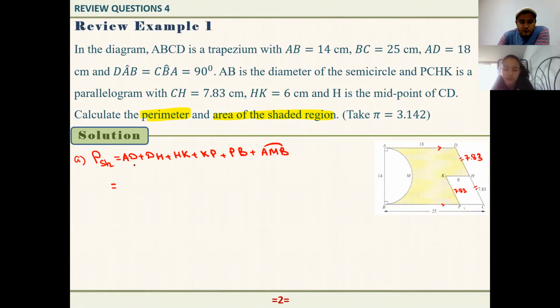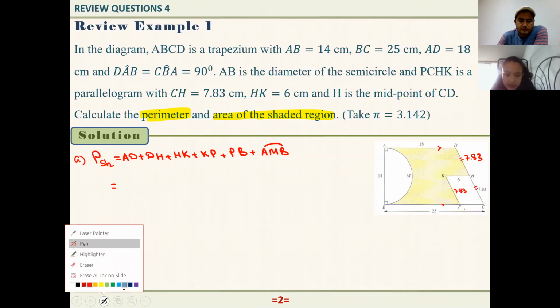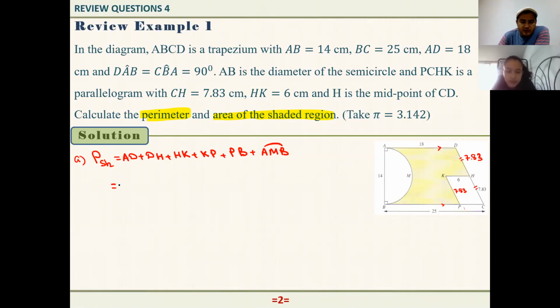All right, equals, what is AD? AD is 18. Okay, I know AD. Plus, what is DH?